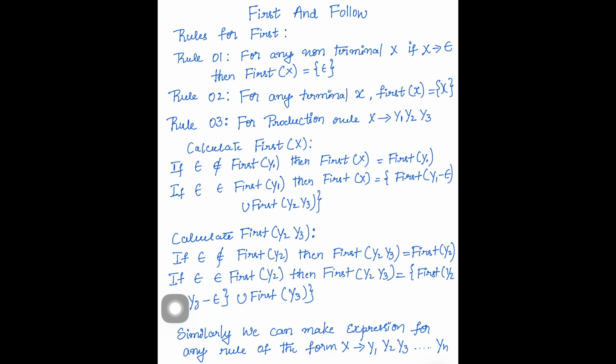In this video, let me explain first and follow. Let us see the rules for first. Rule number 1. For any non-terminal X, if X produces epsilon, then first of X equals epsilon. This rule means that if any non-terminal directly derives the empty string, that is epsilon, then epsilon is included in its first set. For example, A produces epsilon, then first of A equals epsilon.